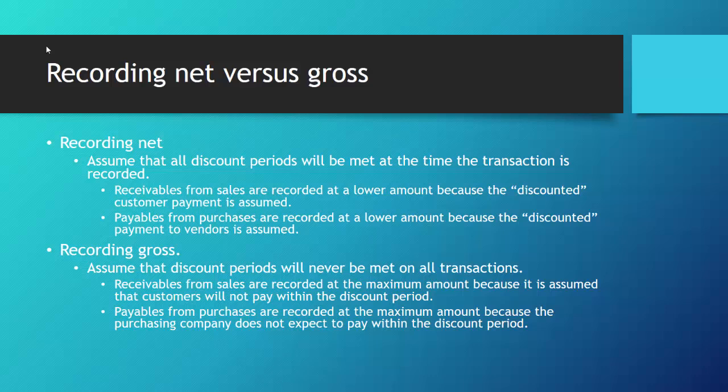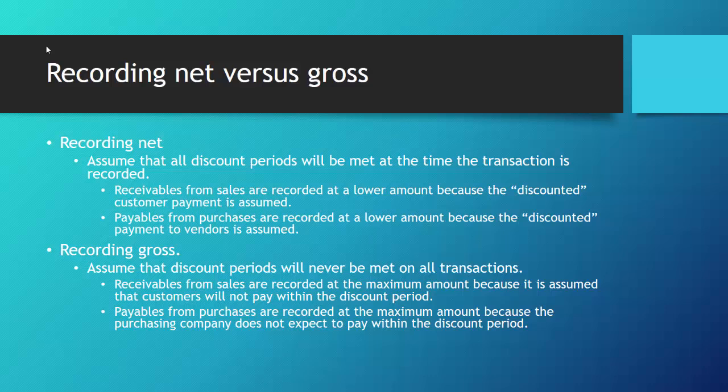The other option is to record gross. And under this, we assume that all discount periods are never going to be met. So if we make a sale, we're going to assume that our customers are going to miss the discount period and pay us the full amount that they possibly could. And when we make a purchase, we would assume that we're going to miss the discount period and we're going to have to pay as much as possible to acquire that inventory.